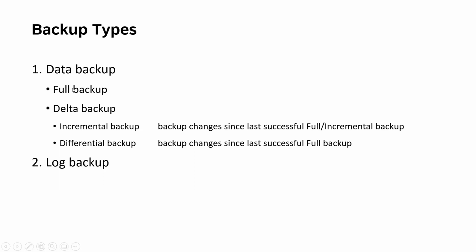Simple, full backup means you take the complete backup of your data volumes. Everything inside your data volumes, you back it up. That is called a full backup. Delta backup means you don't take a full backup of all the data in the system. Under delta backups, you have two types: the incremental backup and the differential backup. Now what is the incremental backup? Backup of changes since the last successful full or incremental backup.